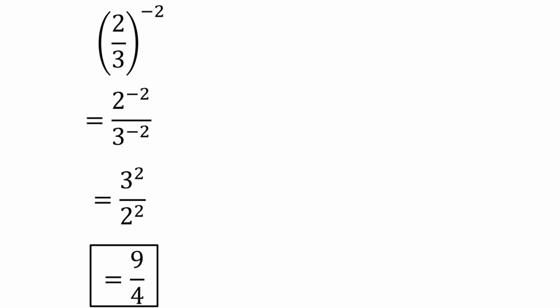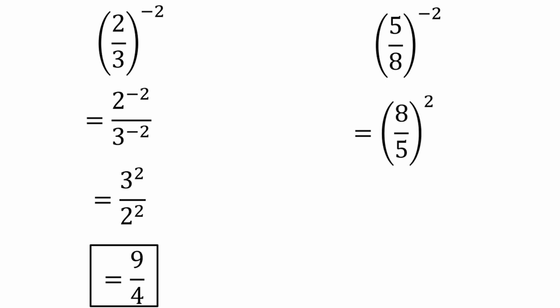The shortcut is, you can change the exponent on a fraction from negative to positive by switching the numerator and denominator of the fraction, which is called the reciprocal. To see another example, consider 5/8 to the negative second power. This is the same thing as 8 over 5 squared, which is equal to 64 over 25, which cannot be reduced.